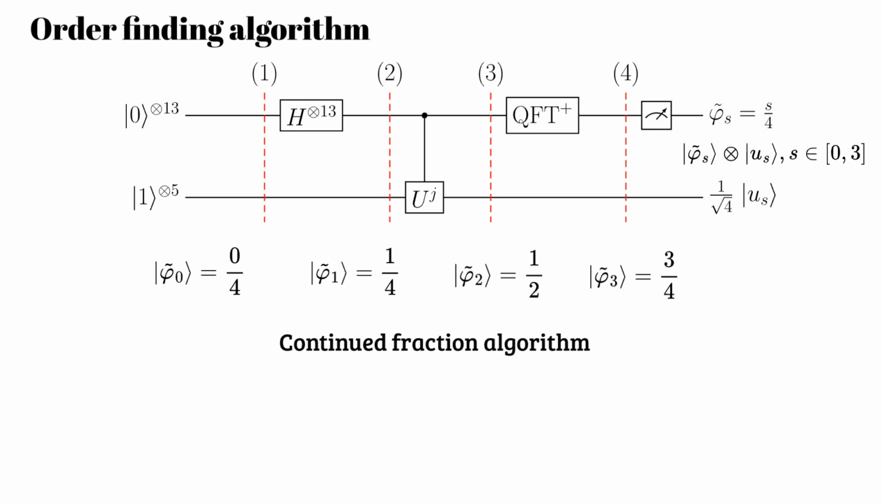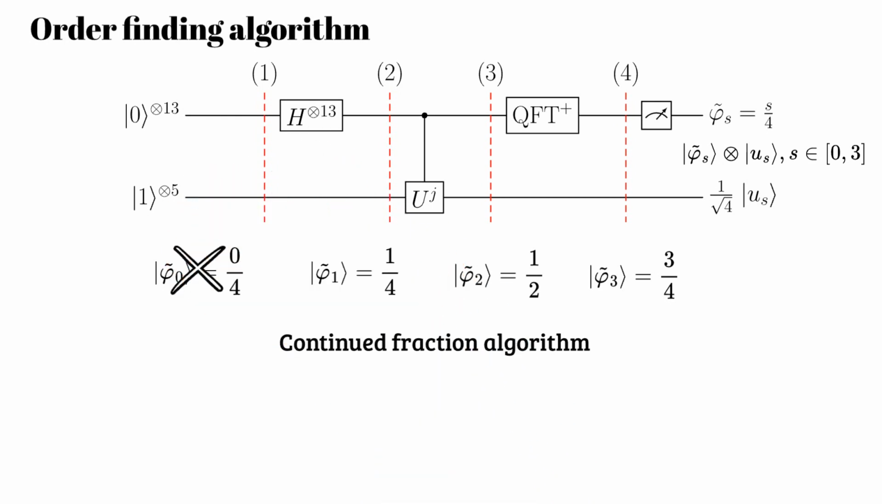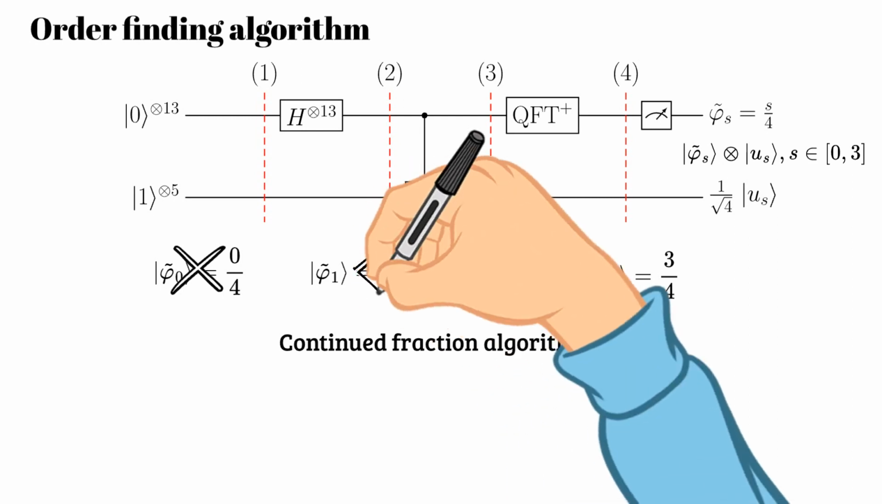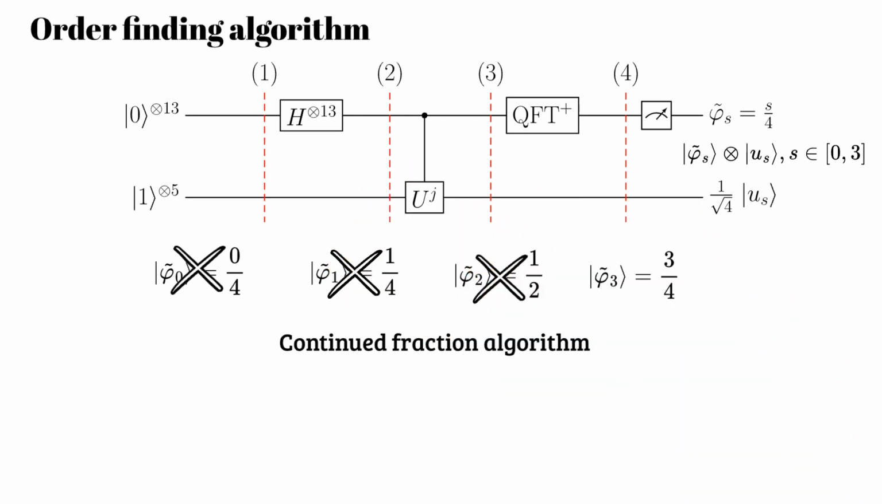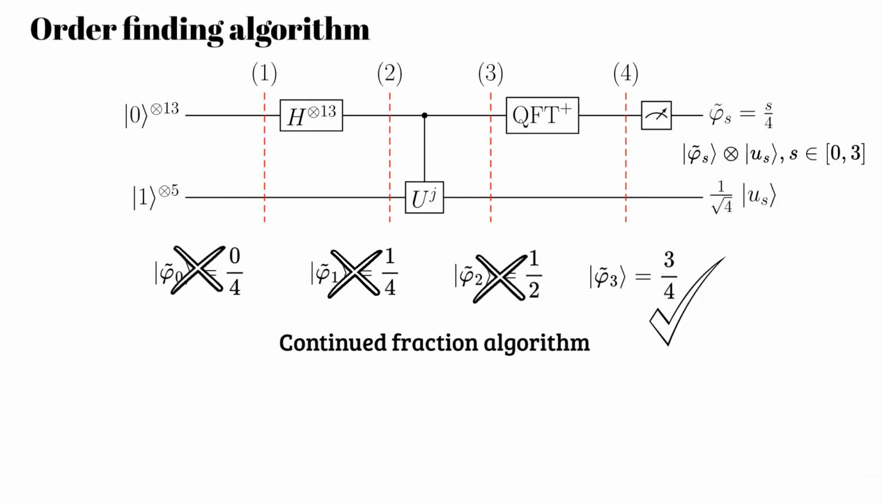The first measured result, 0/4, provides no useful information about the order. The next 2 fractions, 1/4 and 1/2, don't work either. This is because both 1/4 and 1/2 fail the coprime requirement. However, the final measurement result is 3/4, whose numerator and denominator are coprime. Thus, we conclude the denominator 4 is exactly the order R we're searching for. So, the final solution to our discrete logarithm problem is R equals 4.